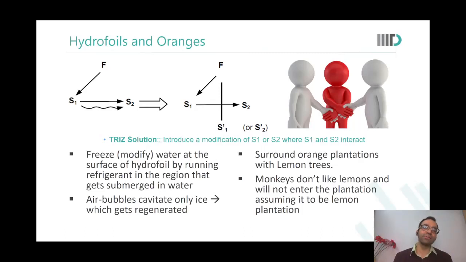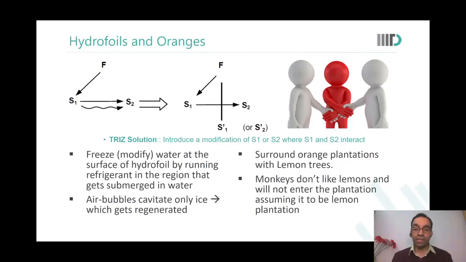And if they cavitate some part of the ice there, we are already running refrigerant, and the refrigerant is already moving, so more ice would automatically get there. So it gets regenerated and our hydrofoils remain intact. In terms of orange orchards, you surround those plantations with lemon trees. Lemons are sour. Monkeys don't like them. They will assume this is a lemon plantation, not an orange plantation. They will not even enter your plantation.